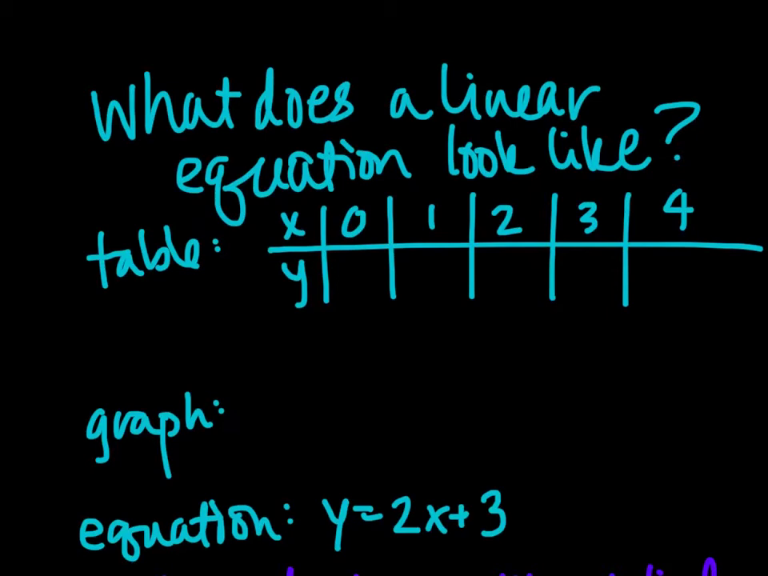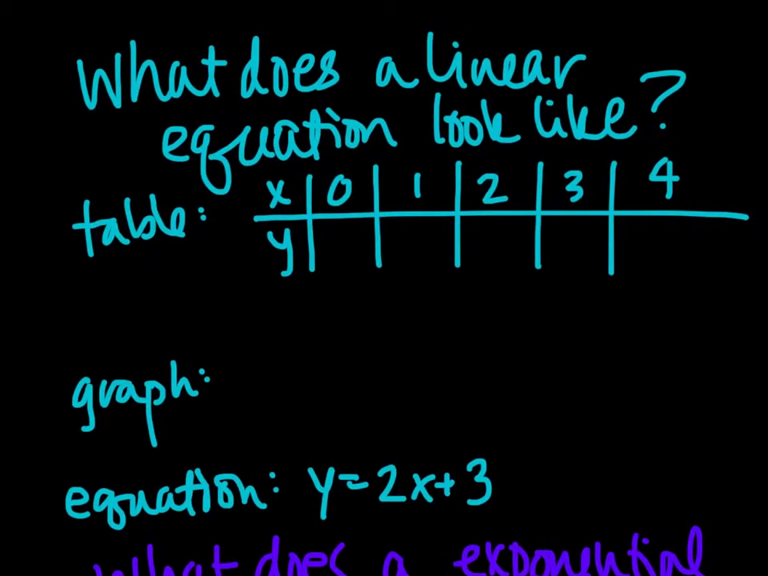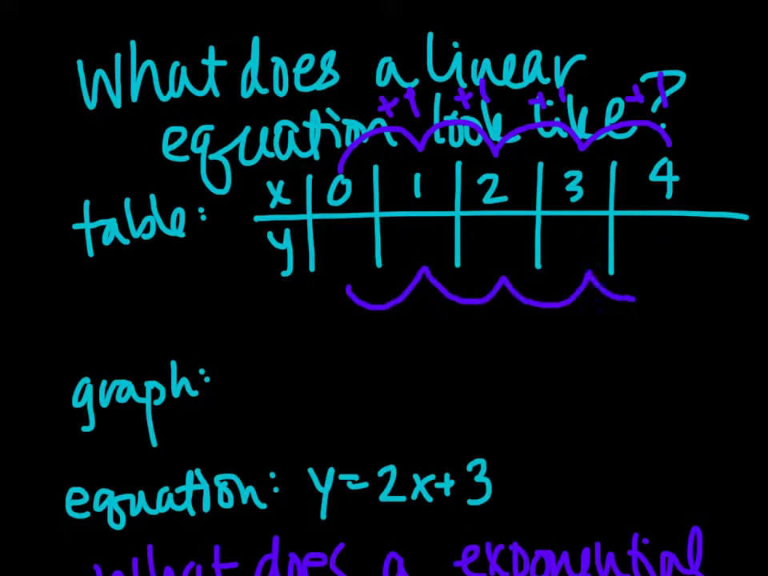So, what does a linear equation look like? In a table, we have talked consistently about having a consistent change in the x values, seeing a plus 1, plus 1, plus 1, plus 1 change, and then that same consistent change or something similar in the y values.